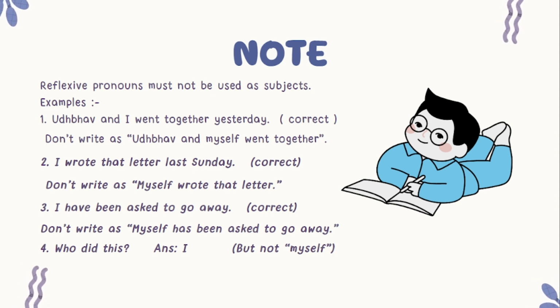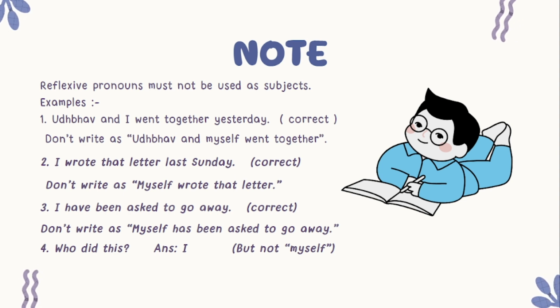I wrote that letter last Sunday. In this sentence, subject is I. Generally, some students say, myself wrote that letter. It is wrong. Don't write or don't say, myself wrote that letter. Wrong. Why, sir? What is the subject in that sentence? Myself. Myself is a reflexive pronoun.